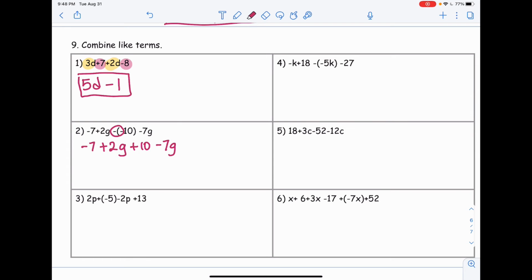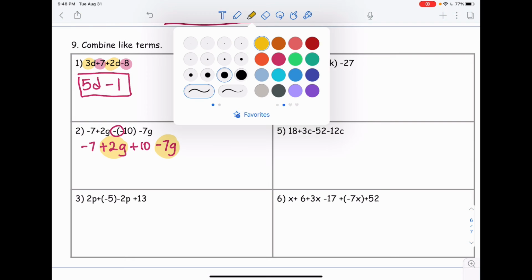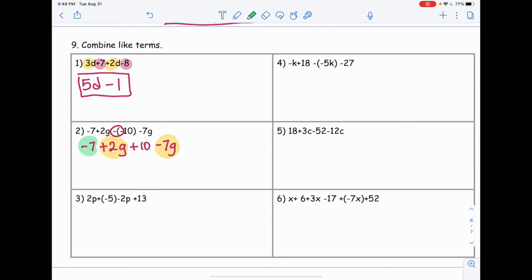And then let's identify the like terms. We have 2g and we have negative 7g. And then we also have constant negative 7 and positive 10. Negative 7 plus 10 or positive 10 will give you 3. And then 2g plus negative 7g will give you negative 5g. You can also write this as negative 5g plus 3. Either one is okay.